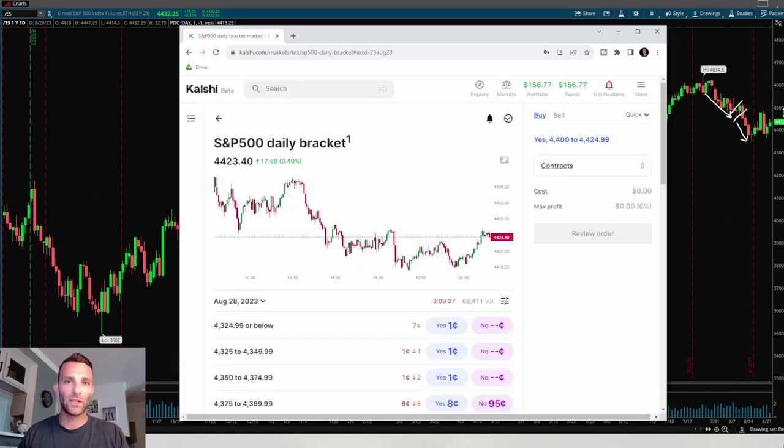And now to structure the trade on the back end of Kalshi, S&P 500 daily bracket.